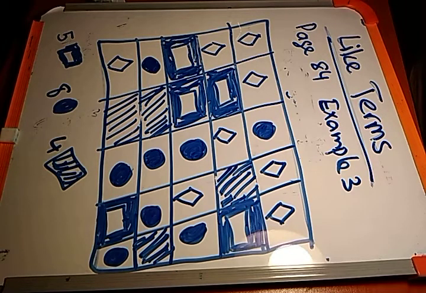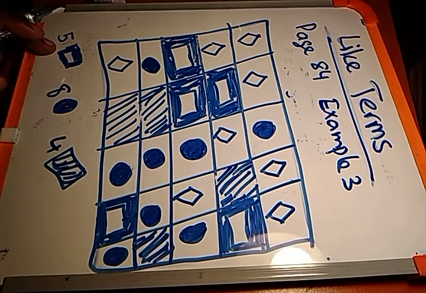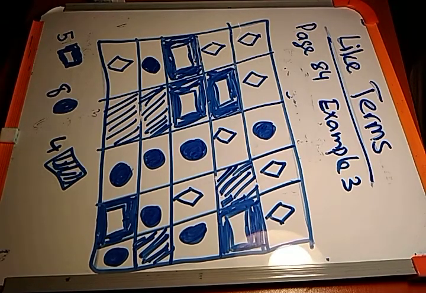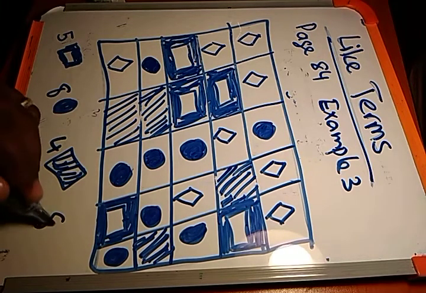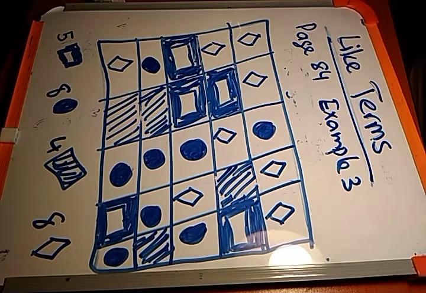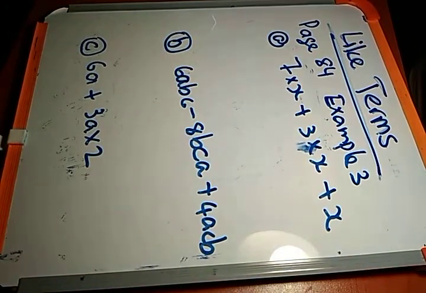I see that I've got 5 rectangles, 8 circles and 4 of the blank blocks, and 1, 2, 3, 4, 5, 6, 7, 8 of those diamond shaped things. So that's the idea. I've collected all the like terms. So let's look at an example. What does this mean in an example?